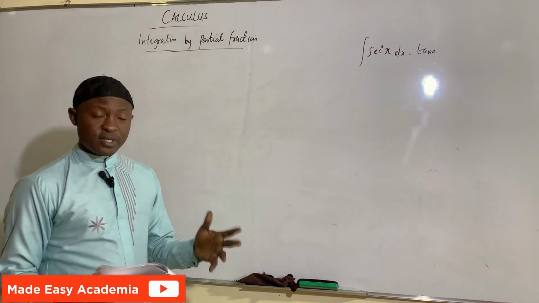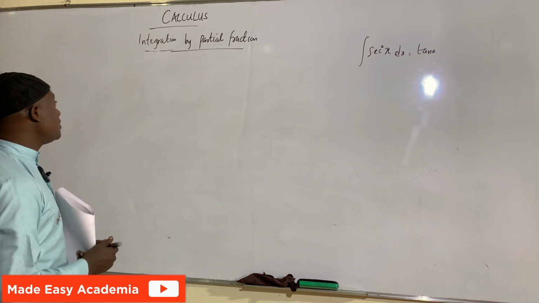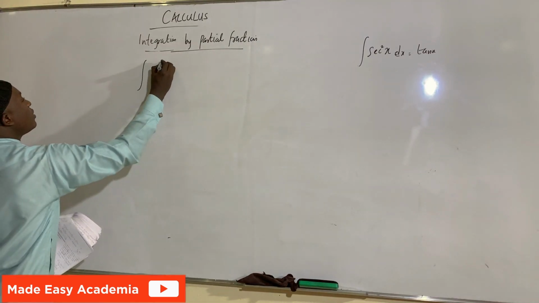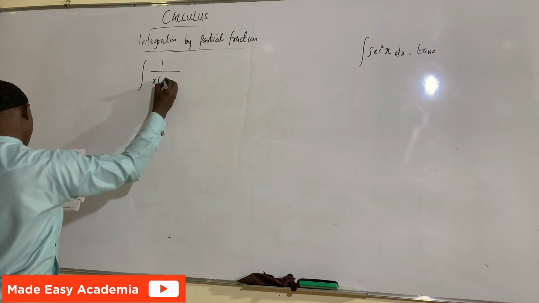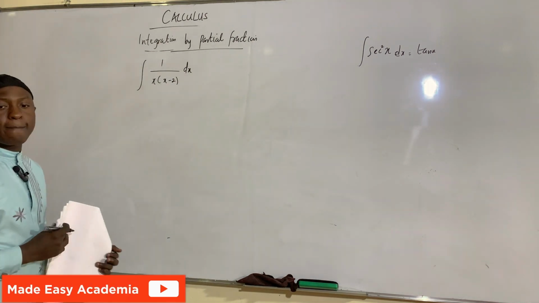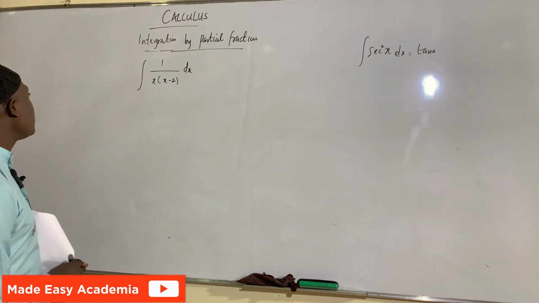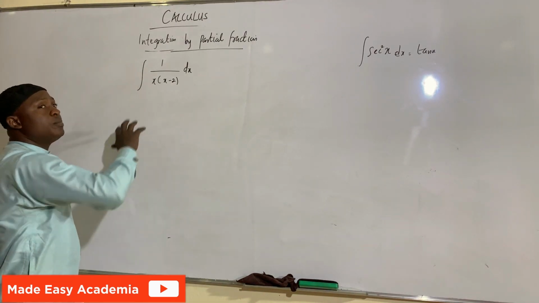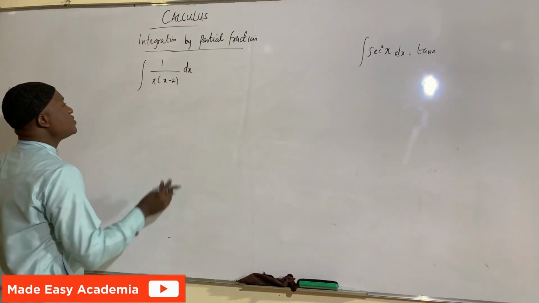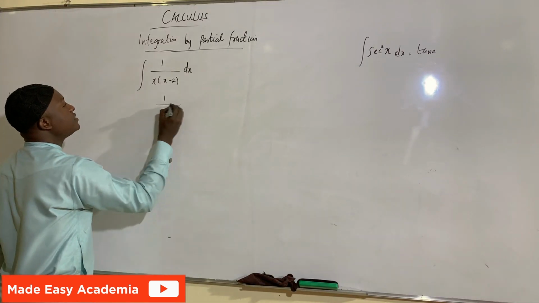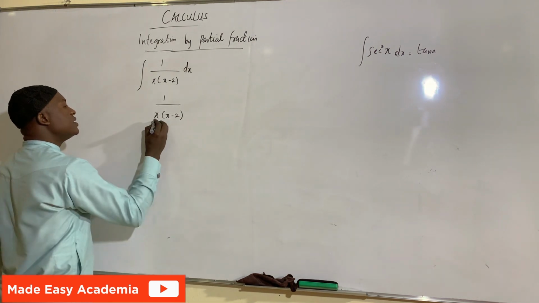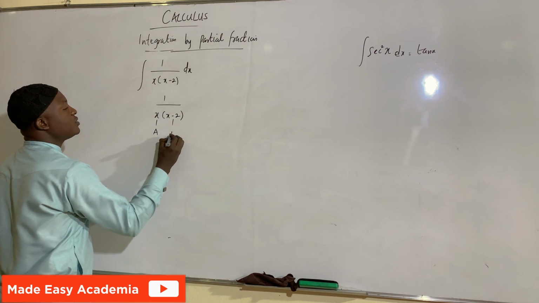But I will break it down so that you'll be able to understand it even more. For example, the integral of 1 over x times (x minus 2) dx. I cannot break it down unless I solve it partially, so I want to solve it using partial fractions. So I have 1 over x(x minus 2). How are we going to do that? This can be A, and we can use B for this one.